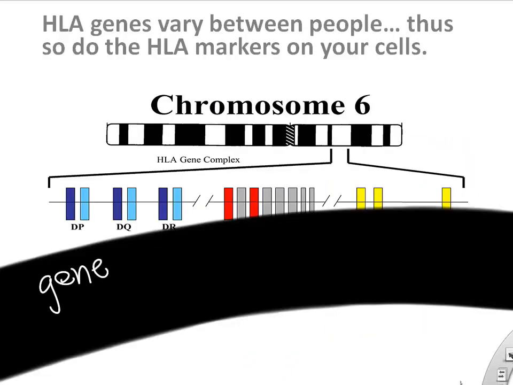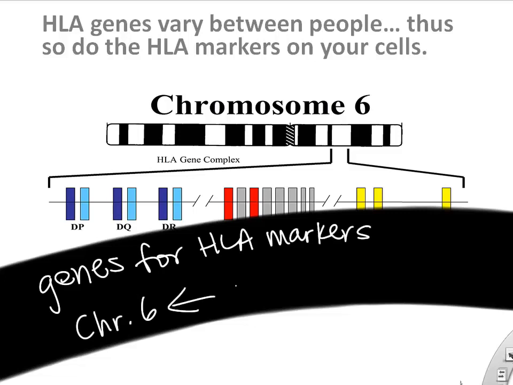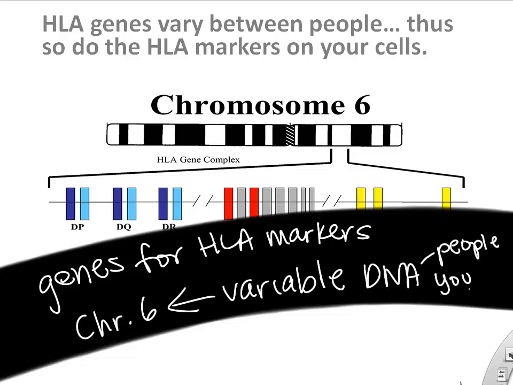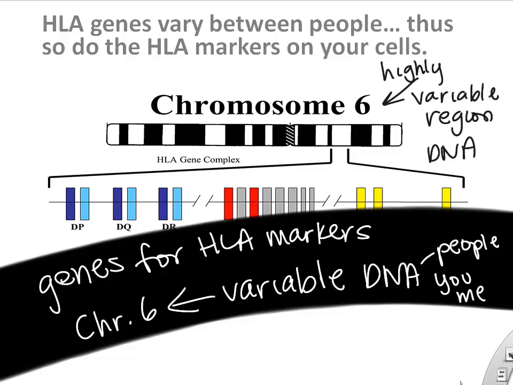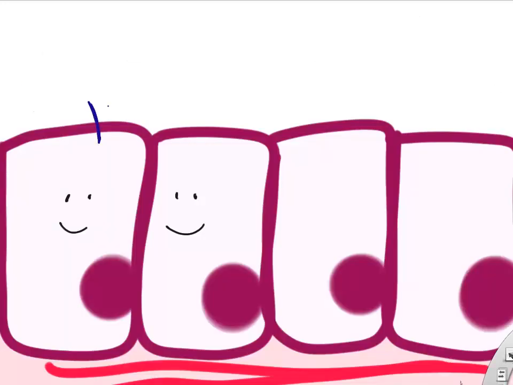The interesting thing about the HLA genes is that they're located on chromosome number 6, and this region of chromosome number 6 is very different between each individual. Again, if your DNA is variable and your DNA is different, then the HLA markers you actually make, the HLA proteins, will be very different between every single person that you know. So every person in the room would have different HLA markers. The only person that would have the same exact HLA markers as you might be your identical twin.